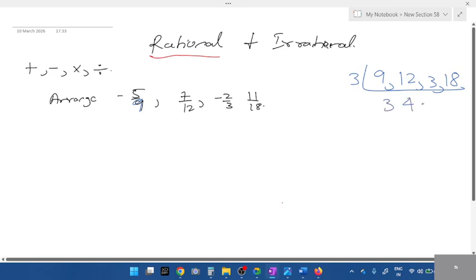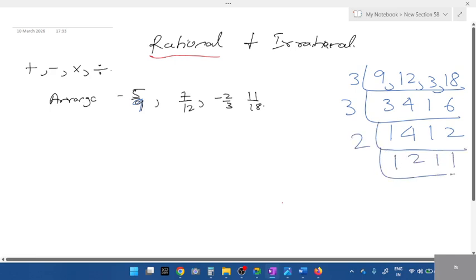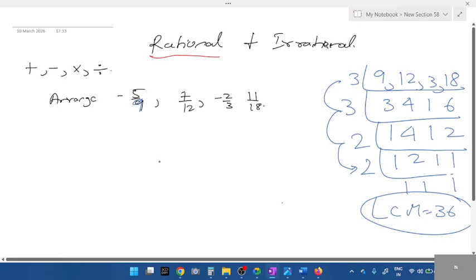3 3s are 9, 3 6s are 18. Next, anything common? Take the LCM, students. 3 is common. 3 ones are 3. Next, 2 is common. 2 ones are 2. Next. So what's the LCM, students? Multiply this. 3 3s are 9. 9 twos are 18. 18 twos are 36. LCM is equal to 36. Right?